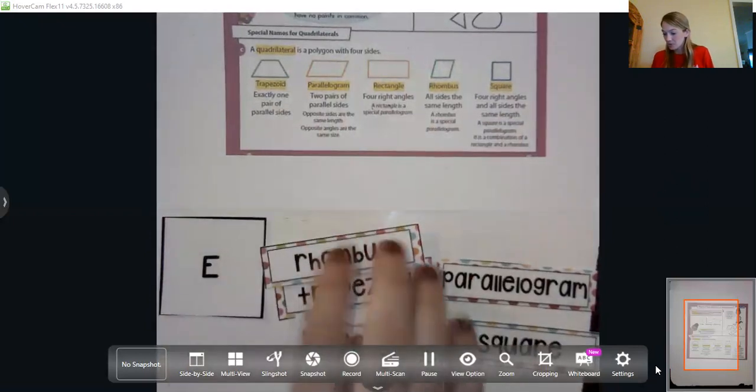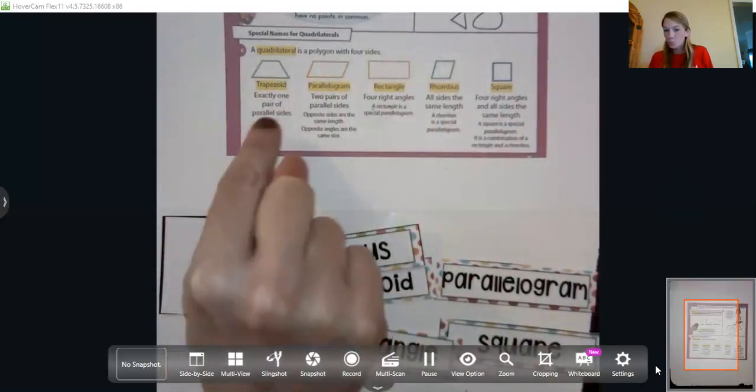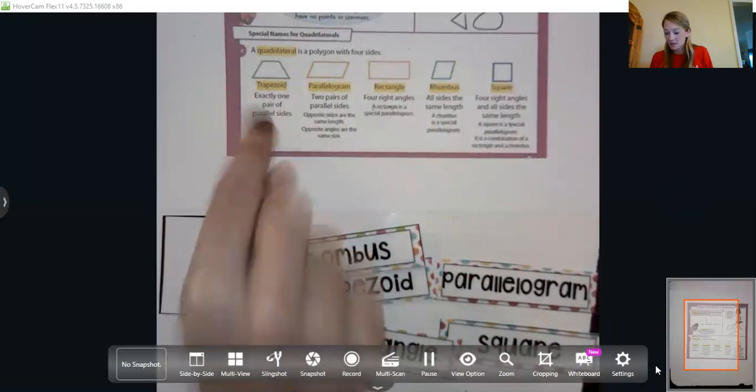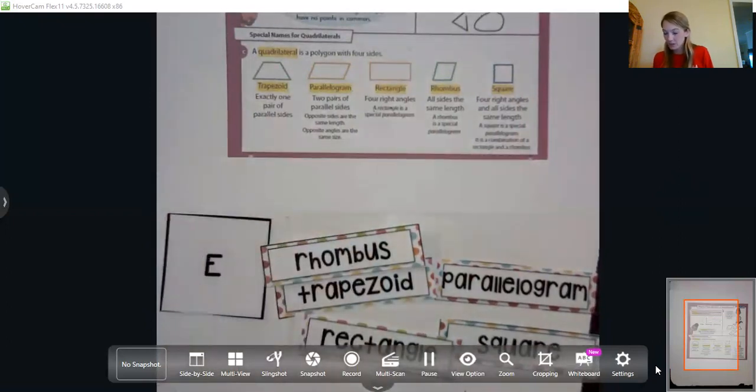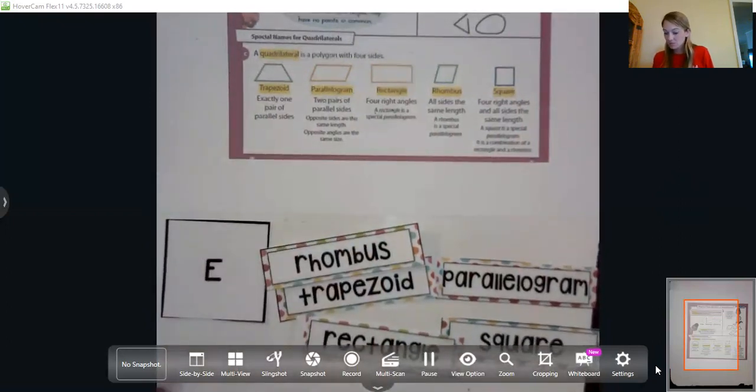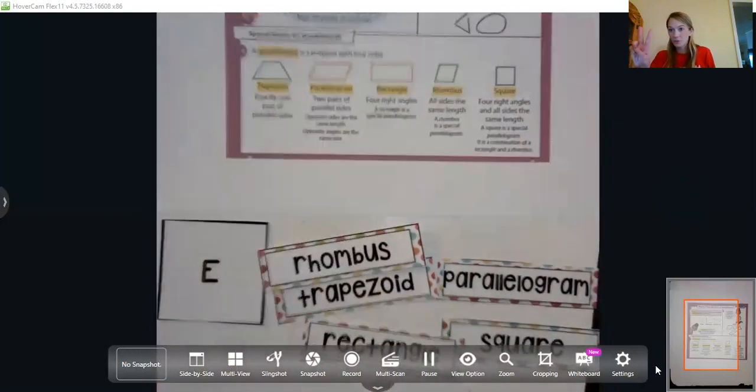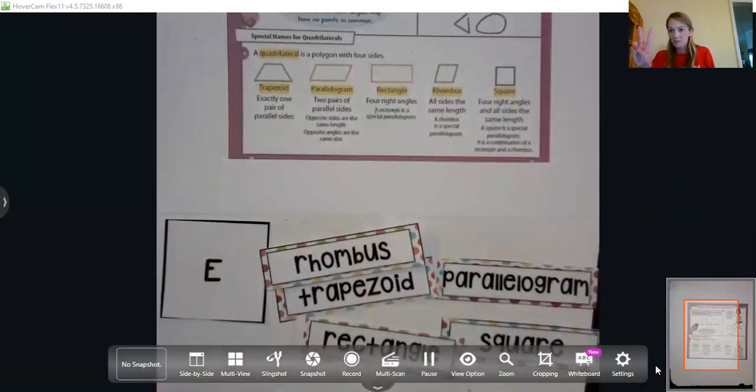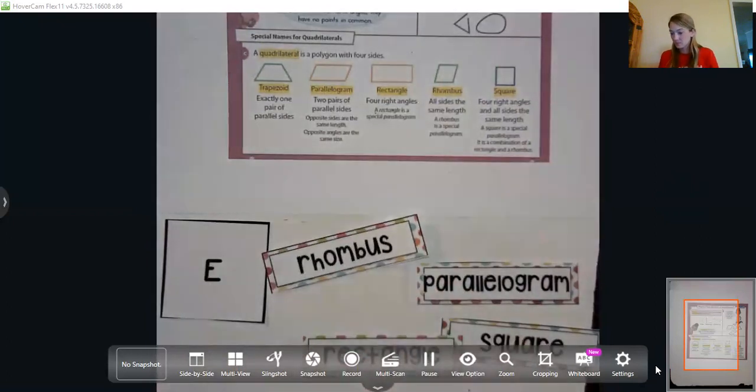So let's start with trapezoid. Has only one pair of parallel sides. Does this have just one pair of parallel sides? One here and one here. Okay, this has two pairs of parallel sides. So this is not a trapezoid, so I'm going to remove the trapezoid.